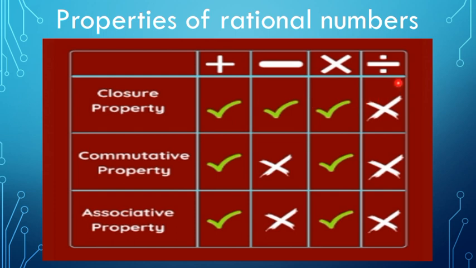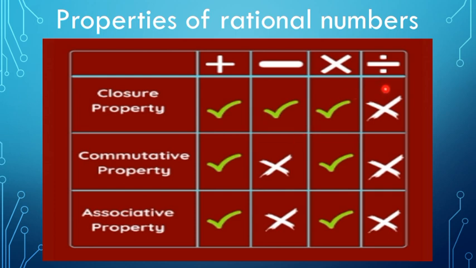Now, what about division? Let's see, minus 3 by 2 divided by 1 by 2. So, it is minus 3. So, division is closed under rational numbers. But no, it is not closed because of one small caveat. That is, if you have picked minus 3 by 2 and 0. So, minus 3 by 2 divided by 0, is it defined? No, it is not defined.